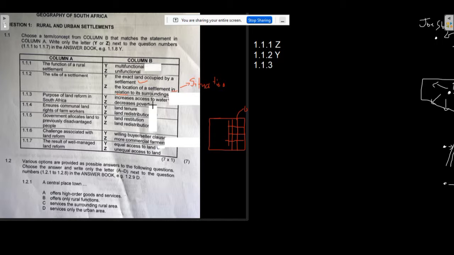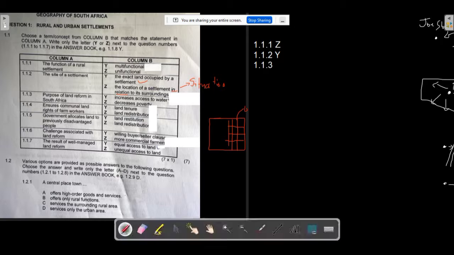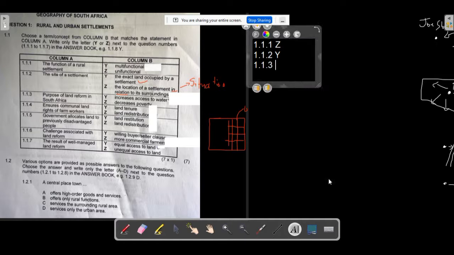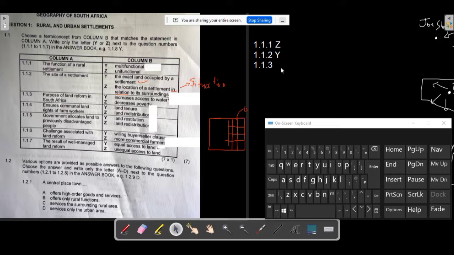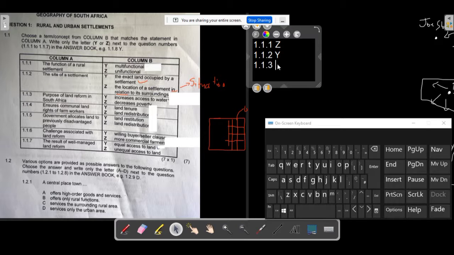We are trying to decrease poverty by, of course, providing land to people, because land, as I said again, guys, it's an asset. That means it creates, it can generate money for you. So that means that we are going with Z for 1.1.3. We are going with Z. Okay, let's head on to the next one, guys.